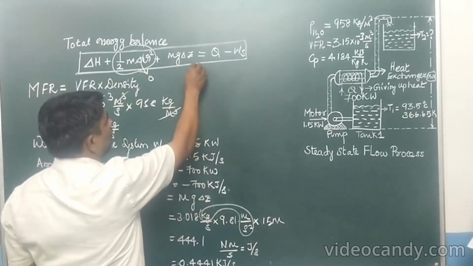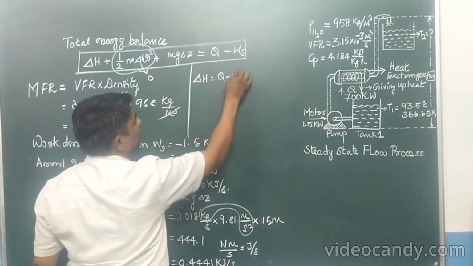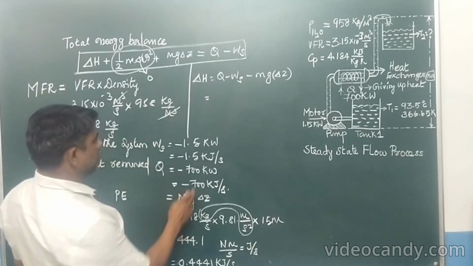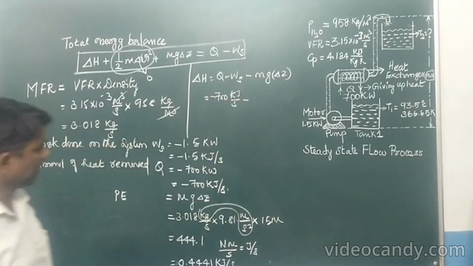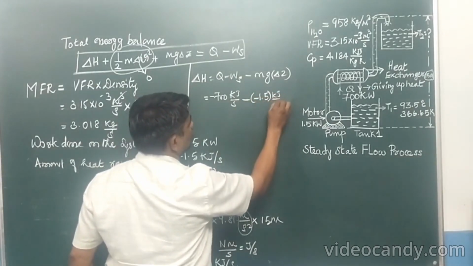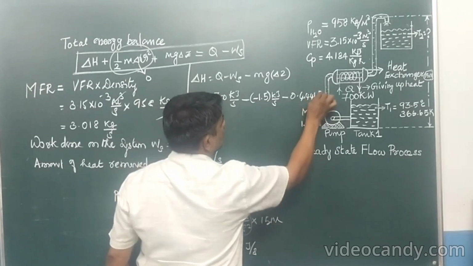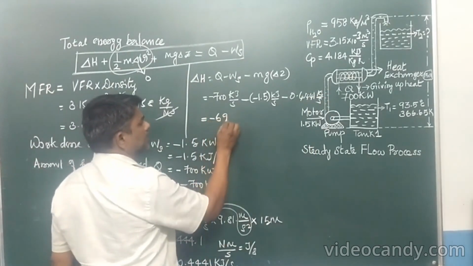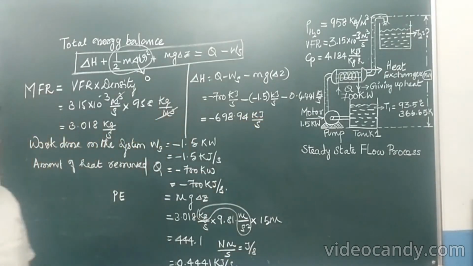Now I am going to substitute all those things in this equation. So del H is equal to Q minus W minus m g del Z. Q is equal to minus 700 kilojoules per second. Shaft work done by the motor is minus 1.5 kilojoules per second. Minus potential energy, this is 0.441 kilojoules per second. So the answer is minus 698.94 kilojoules per second.